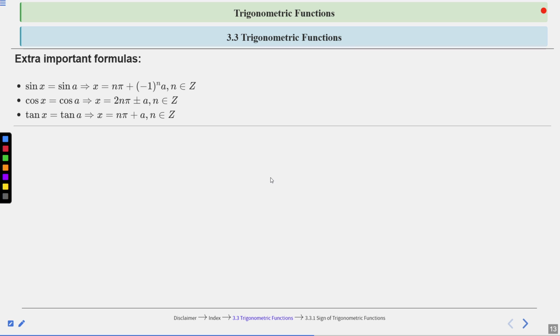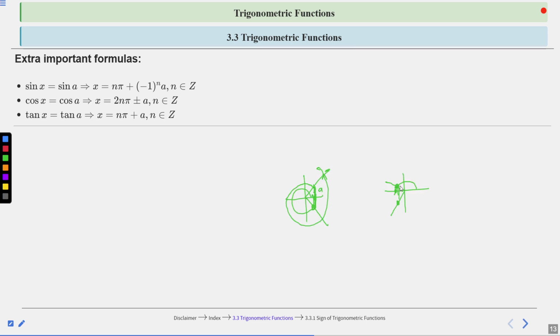If tan x equal to tan a, this implies x is equal to n pi plus a, where n belongs to Z, right? Anywhere you see tan x equal to tan a, we can say that x will be equal to n pi plus a, where n belongs to Z, right? You need to remember these formulas, right?